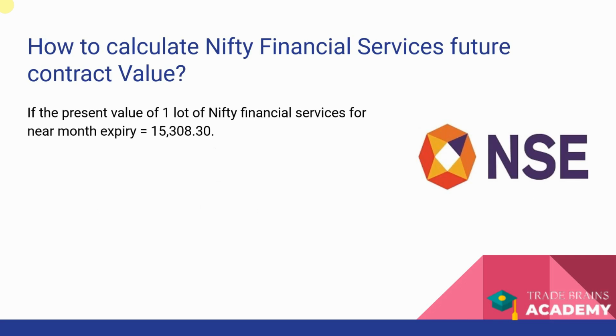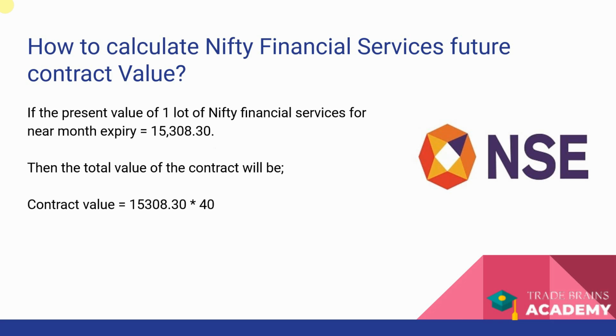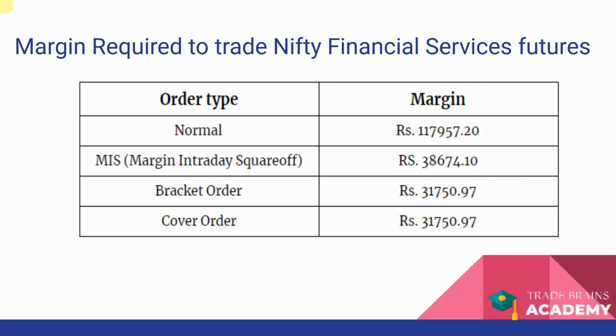Now let us try and understand the calculation for the value of the contract. So if say the present value of one lot of Nifty Financial Services is 15,308.30, then the total value of contract will be the current value of the Nifty Financial Services multiplied by 40, which is the number of shares, and which amounts to 6,12,332. So that is the value of one lot of the Nifty Financial Services index future at the current market price. And under different types of order, the amount of margin required for normal is 1,17,957. For MIS it is 38,000, and for bracket order and cover order, the amount of margin required is 31,750.